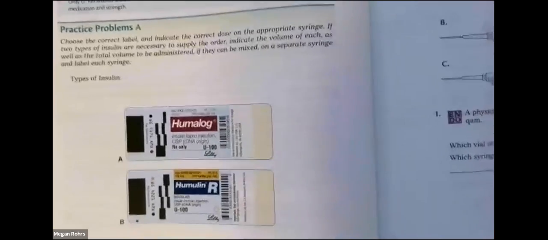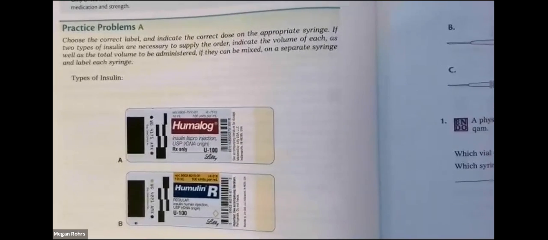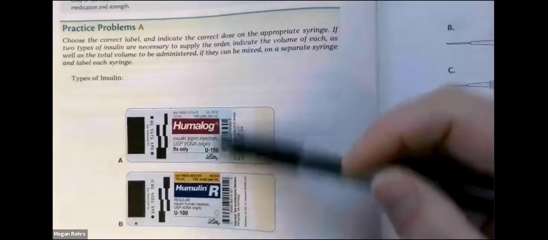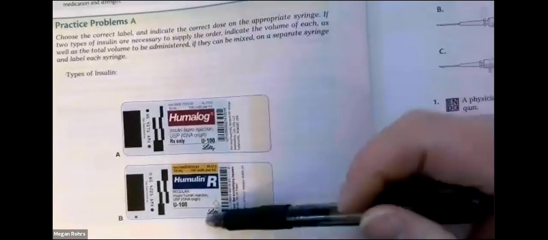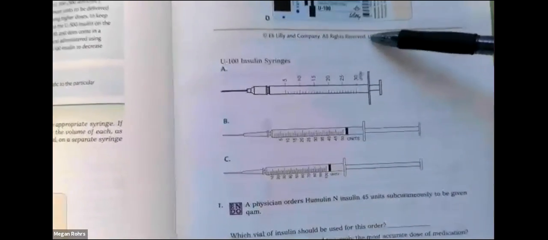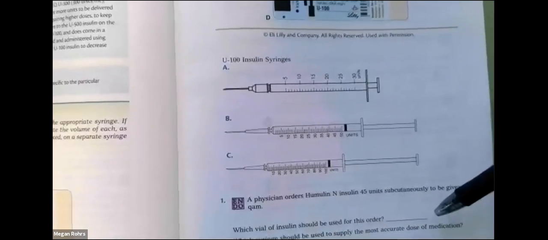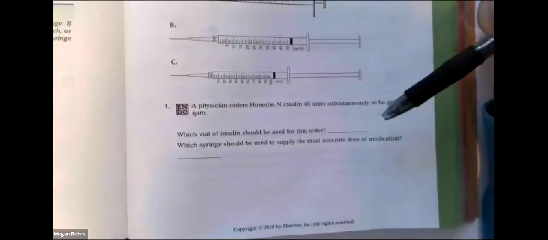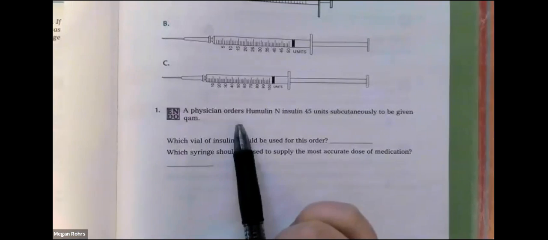So we're just going to take a look at practice problems A. For all of practice problems A, you're going to be using these labels that you see on page 222 and 223. These labels, as well as these syringes here, that's what you need to refer back to for all of practice problems A, okay? So let's just take a look at number 1 here.